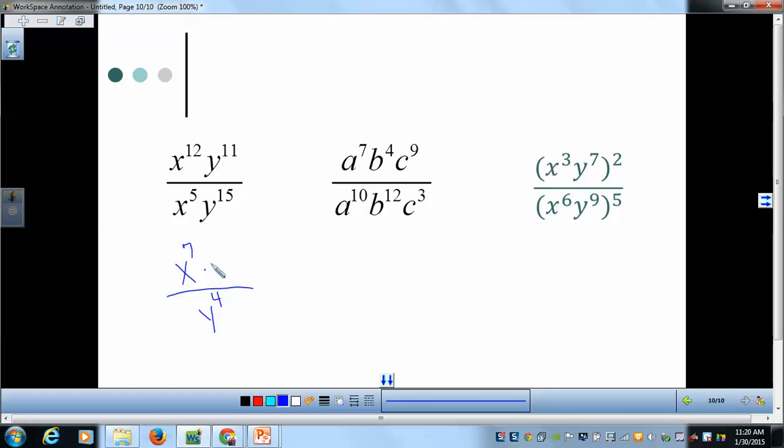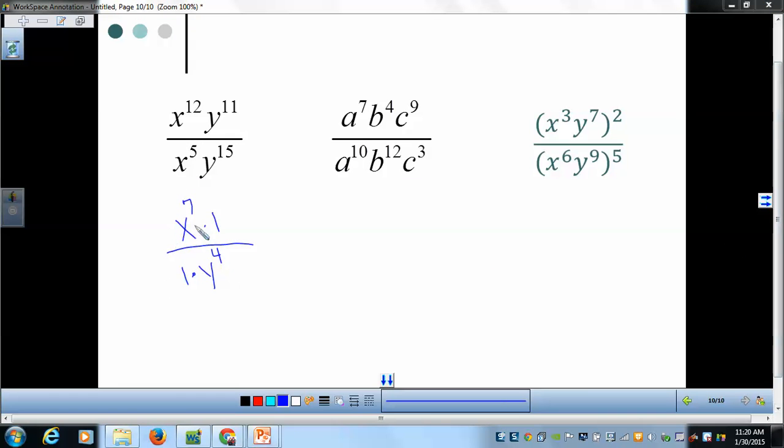Now, technically, there's a times 1 here and a times 1 here, because we would have written x to the 7th over 1 normally, and 1 over y to the 4th here. But since there is another component here, we know that when I multiply by 1, it's just going to be that component. So x to the 7th over y to the 4th would be your final answer.